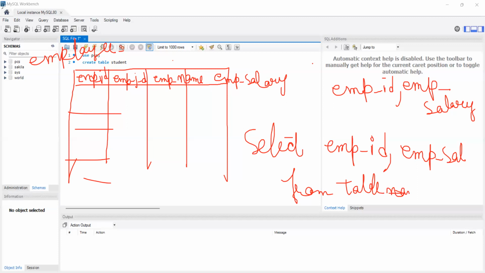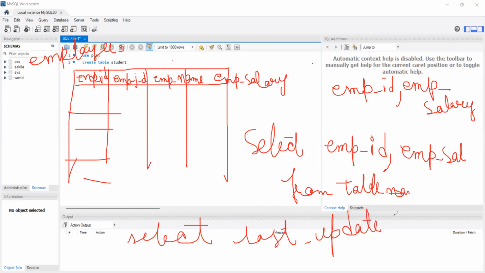What will be the command line, Subham? Last one. Select based on date or time? Not based on date or time, just overall, just normal. Last update from the table name. Employee, whatever the table name will be.